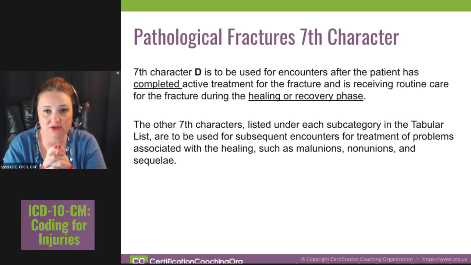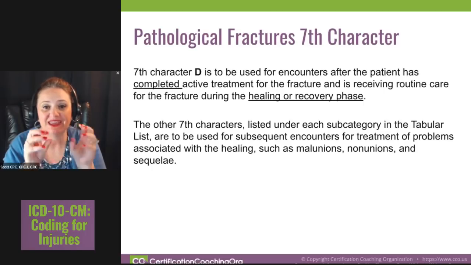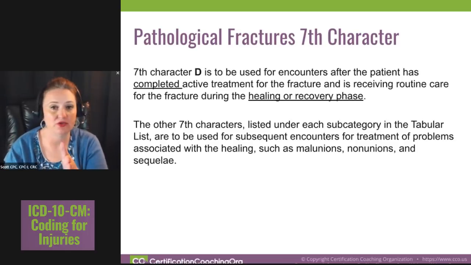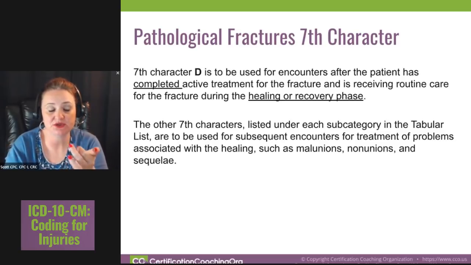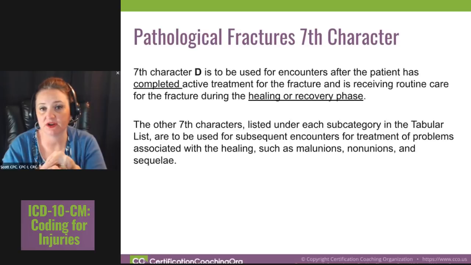Once you have encounters that are working through the healing or recovery phase, you're going to stay with the 7th character as a D throughout the healing process itself, until the provider states that it's completely healed, right? And then you're going to switch over if there is a late effect, a sequela, maybe, that needs to be mentioned. Otherwise, once the fracture is healed, you're done, right?